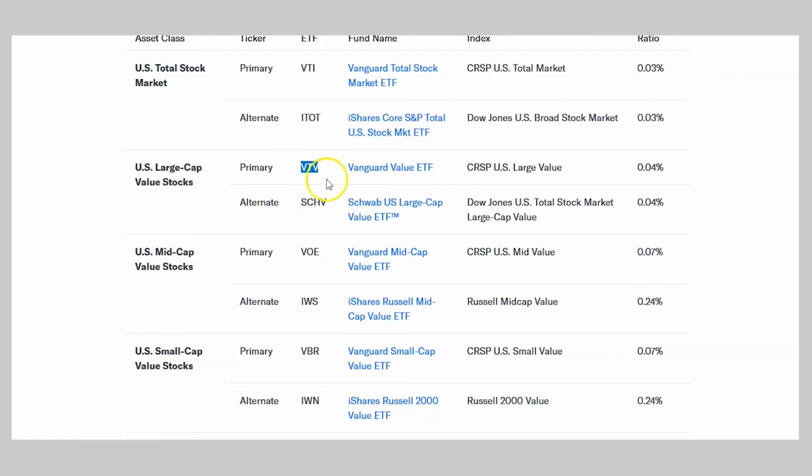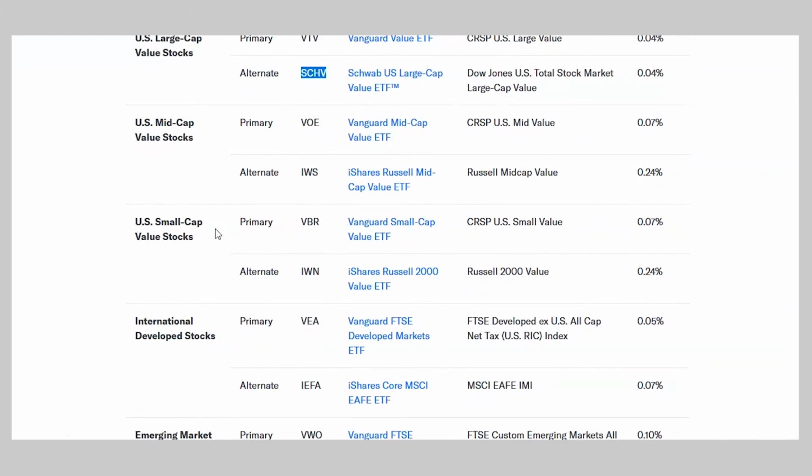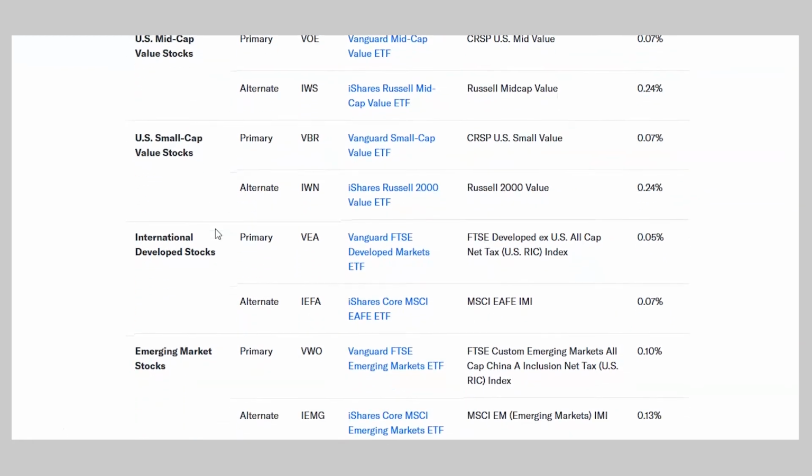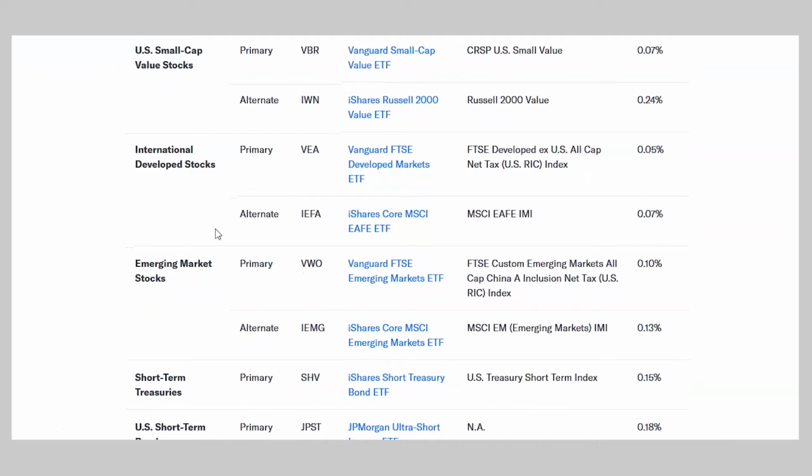They can use VTV as primary, but let's say VTV loses some value. They can sell VTV, take in some losses, which can help offset your taxes, and then buy SCHV. They do this with all the different asset classes. As you can imagine, it gets really complicated if you have multiple different asset classes and they're trying to do tax loss harvesting in all of them, so it can get really hard to pull off. That's why Betterment uses algorithmic investing and tax loss harvesting.